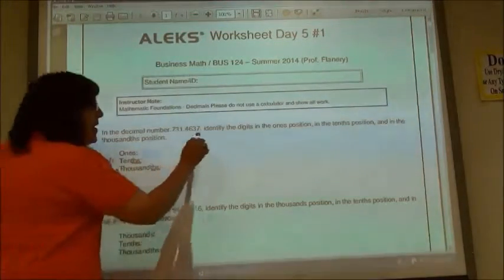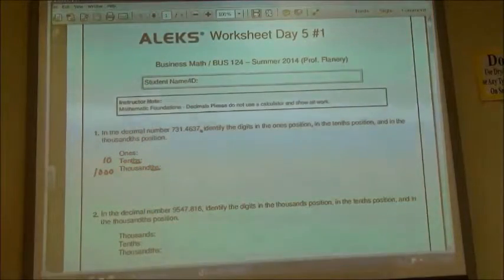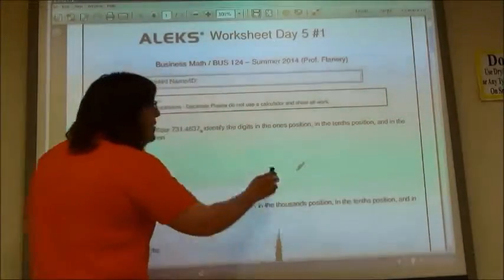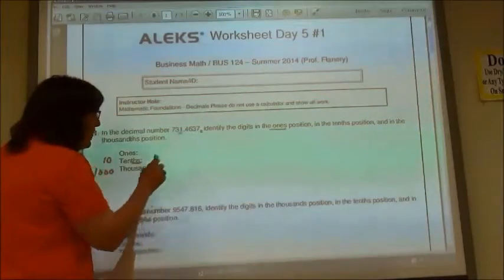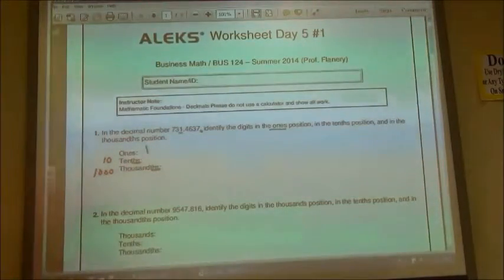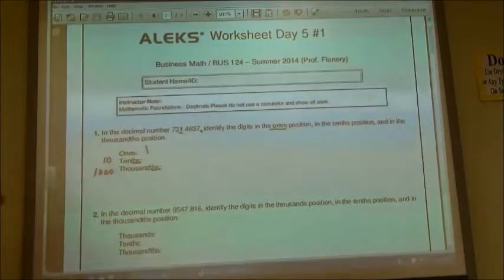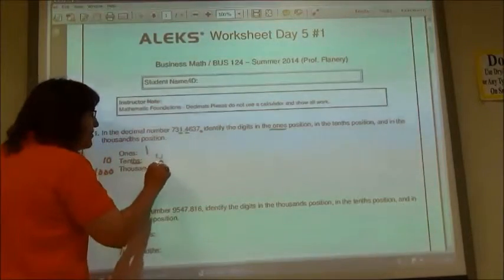So again, the comma there is kind of confusing because of the sentence, but if I want to take 731.4637 and identify the number in the ones, if it's in the ones spot, it's in front of the decimal, so the first number in front of the decimal is a 1. The tenths spot, one place, one 0 in a 10, after the decimal. So the 4 is in the tenths spot.